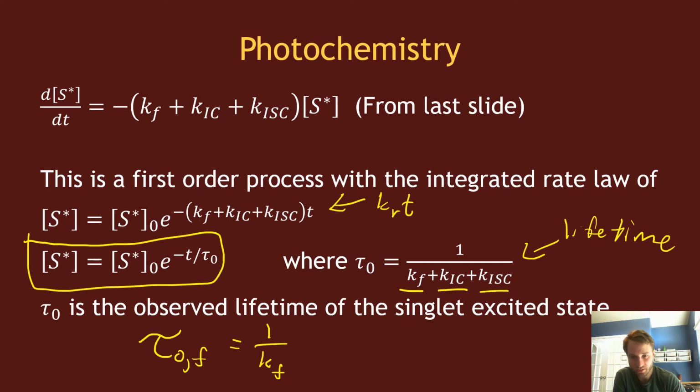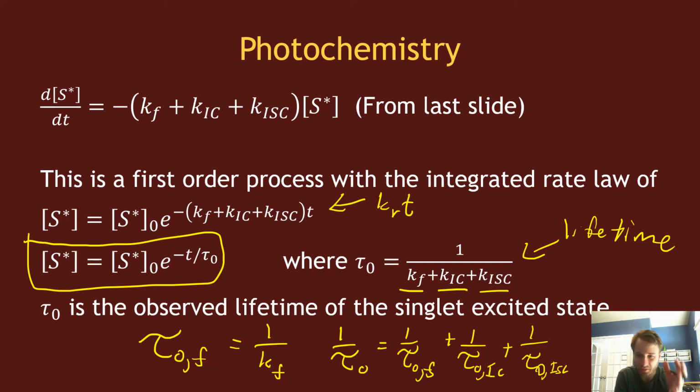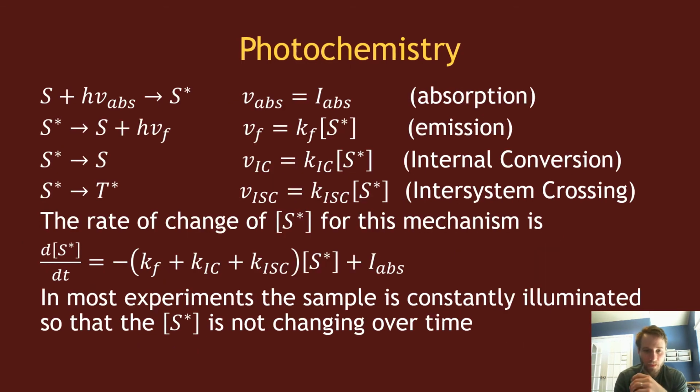And so you can relate 1 over tau equals 1 over tau f plus 1 over tau ic plus 1 over tau isc. So you can relate the lifetimes based on these specific events versus the total lifetime of your molecule. These are very common relationships discussed when talking about photochemistry. Now, let's talk a little bit more about how we can calculate these quantum yields.